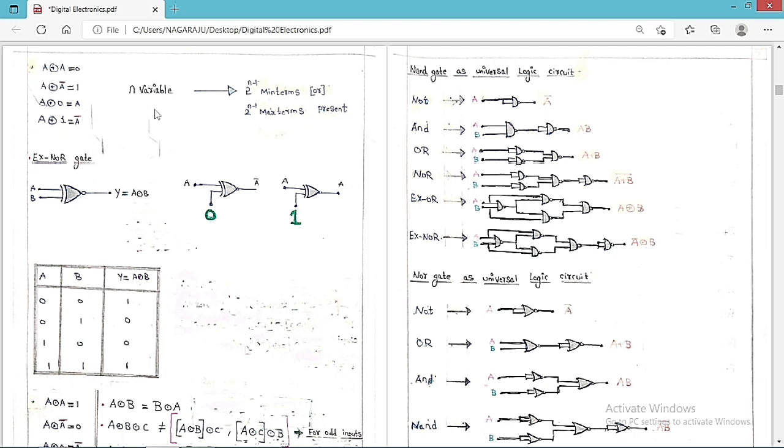Suppose there are n variables. I have already told you that for n variables you are going to get 2 to the power of n combinations.